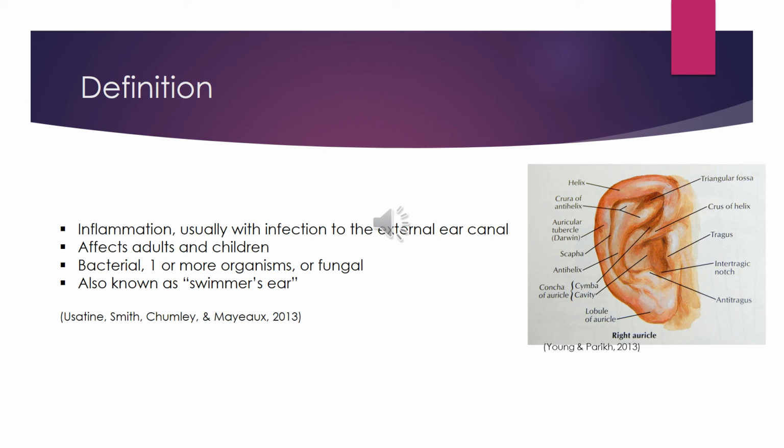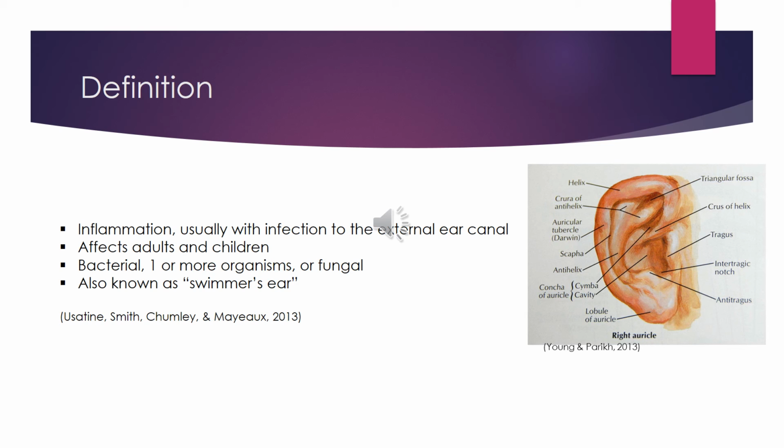Otitis externa is also known as swimmer's ear. It is inflammation of the external ear canal, usually with signs and symptoms of infection. It can involve outwardly the pinna or internally the tympanic membrane. It affects both adults and children.